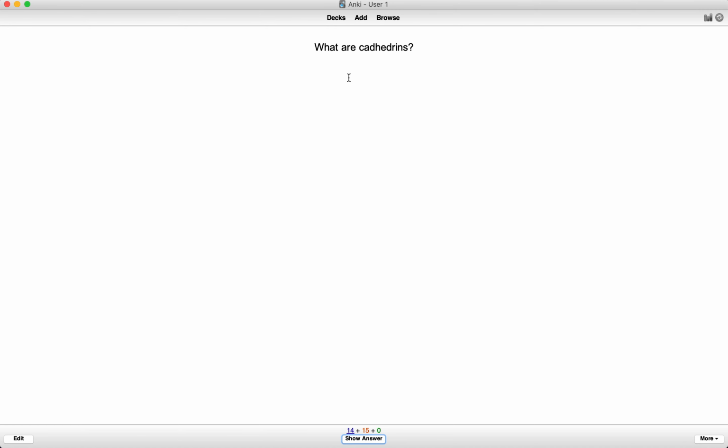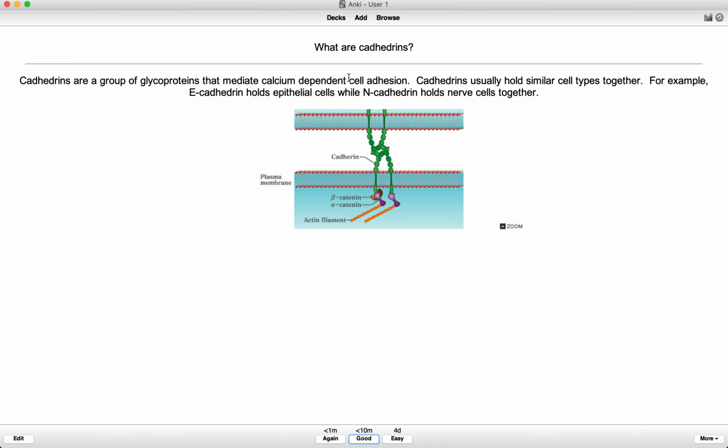What are cadherins? Cadherins are part of the integral membrane proteins. I know that. A group of glycoproteins that mediate calcium-independent cell adhesion. Oh, okay, that's what cadherin does. They hold epithelial cells. Interesting. Groups of glycoproteins that mediate calcium-dependent cell adhesion. They hold similar cells together. And cadherins usually hold similar cell types together.